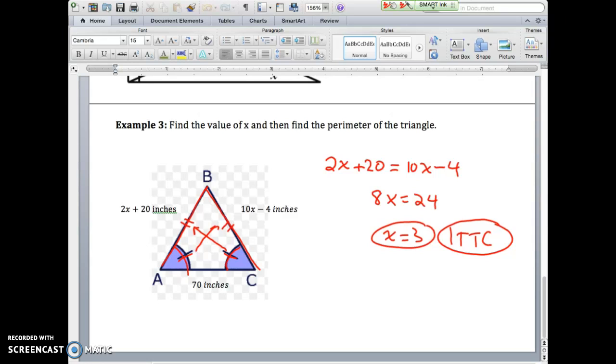And then it says to find the perimeter. So this is 26 inches, right? I just substitute in the value of x. And this is 30 minus 4, which is 26. Oh yeah, it has to be the same, of course, 26. So 70 plus 52, 122 inches.